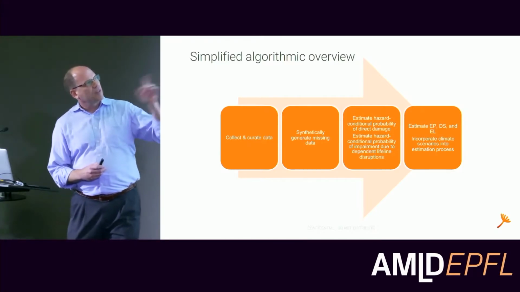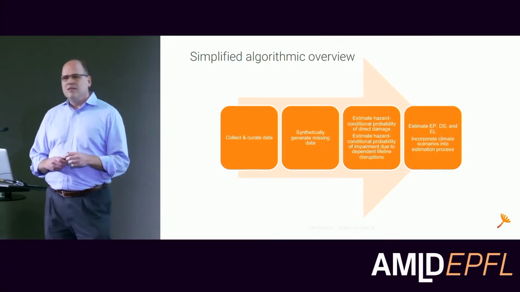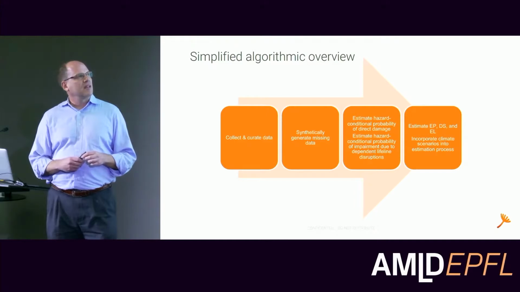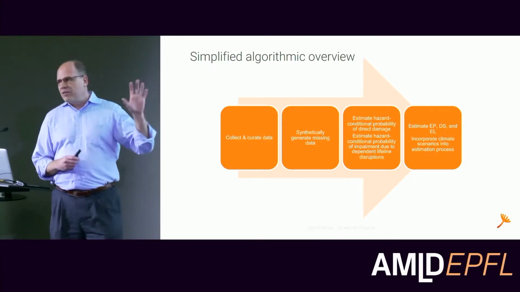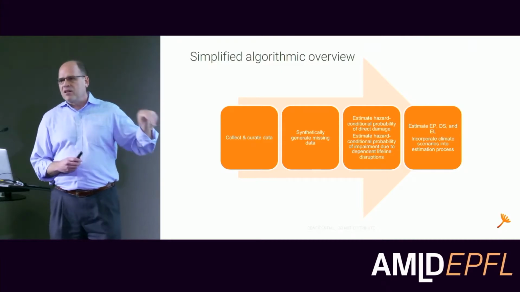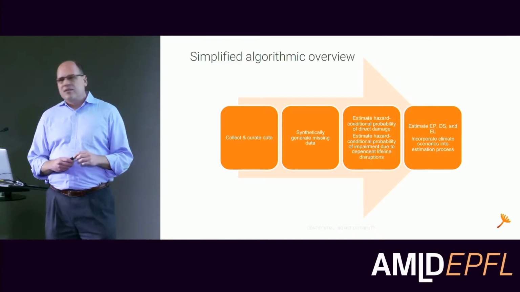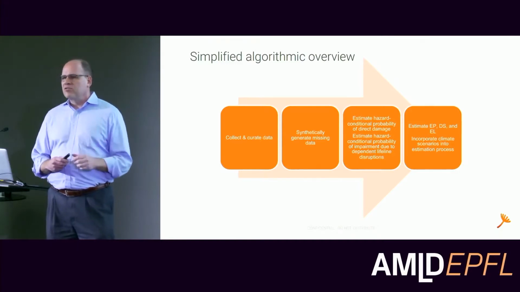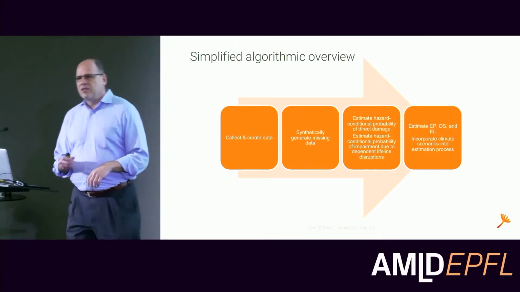From there, we're going to estimate our target variables, either direct damage, and actually there's a training step in the middle there. So we're going to actually train in the context of that larger algorithmic loop, and that's going to give us the exceedance probabilities and the conditional downtime, and the ability to incorporate climate scenarios into this picture.